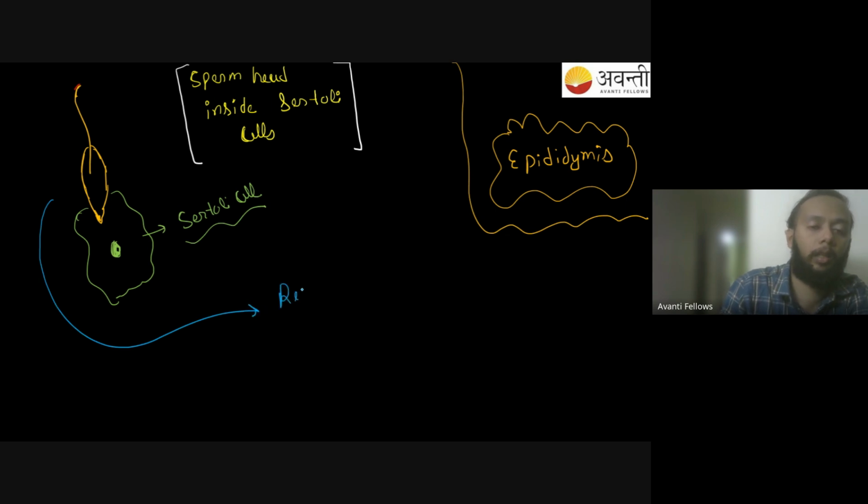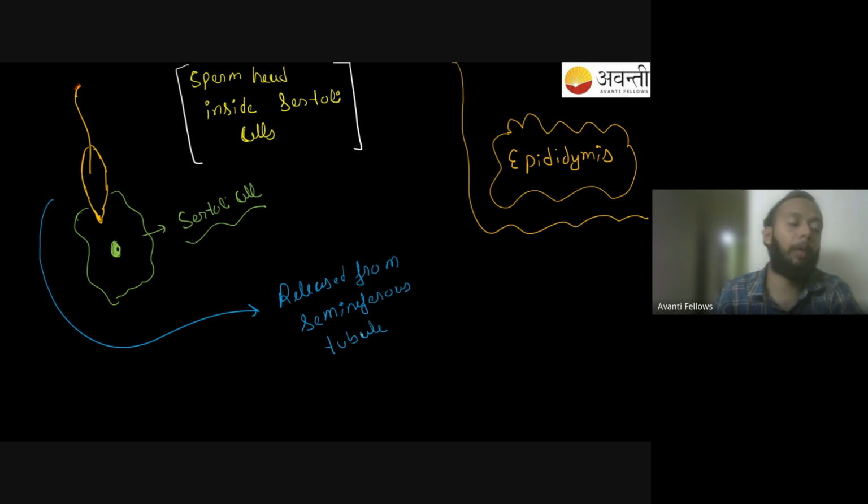So basically, the sperms which have been present and getting formed in the seminiferous tubule will be released from that particular site, so that they can move on to the next destination, which will initially be the rete testis, then the vas efferentia, and then they get into the epididymis.